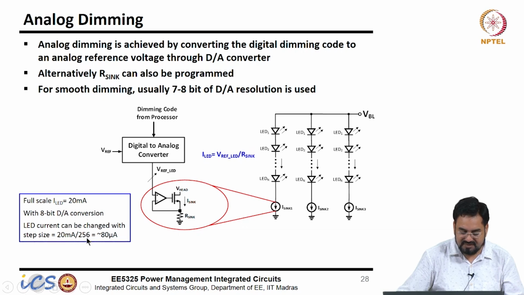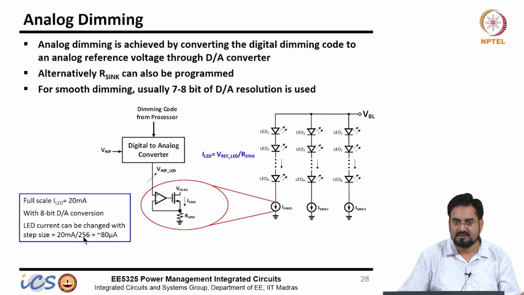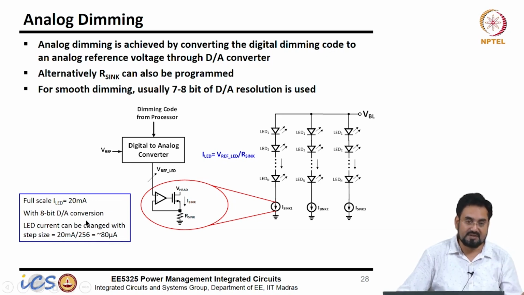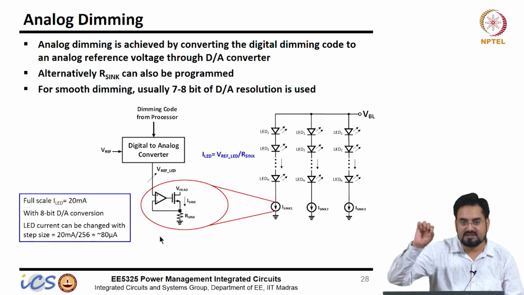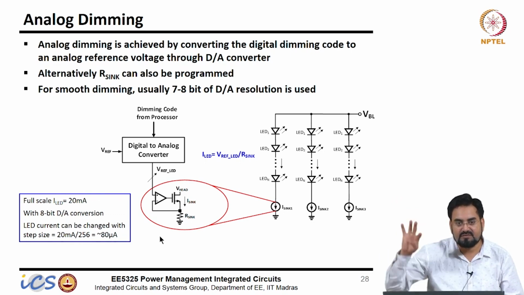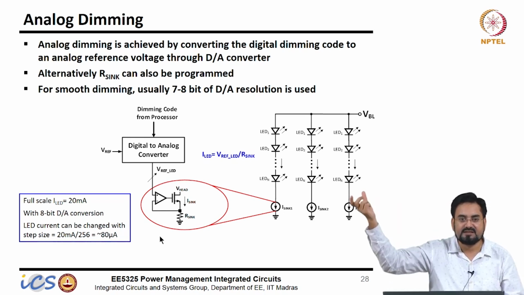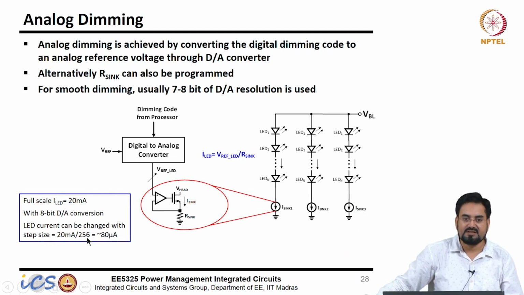The step size, the LSB, is divided by 2 to the power n minus 1. So let us say we have 2 bit. How many codes do you have? Total 4 codes: 0 0 is 0, then 1, 2, 3. So 3 levels. So your LSB is the full scale divided by 2 to the power n minus 1.